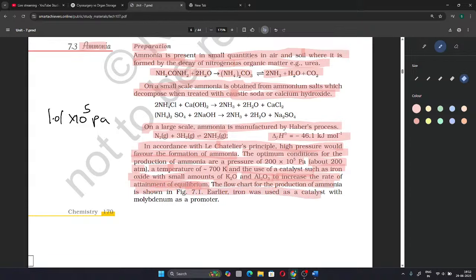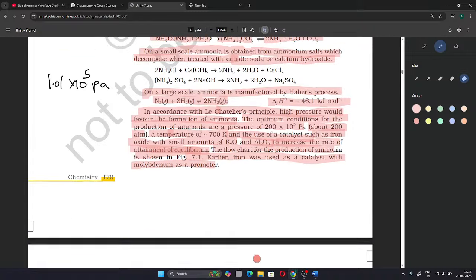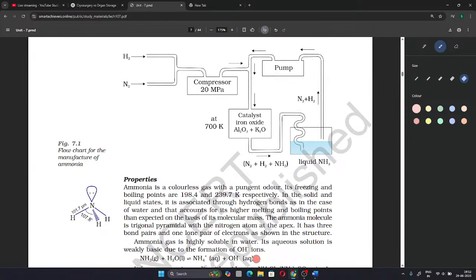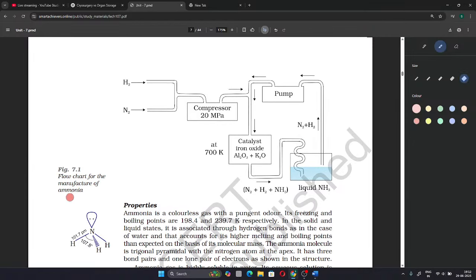Earlier, iron was used as a catalyst with molybdenum as a promoter. This is the flow chart for manufacture of ammonia. I will read it.